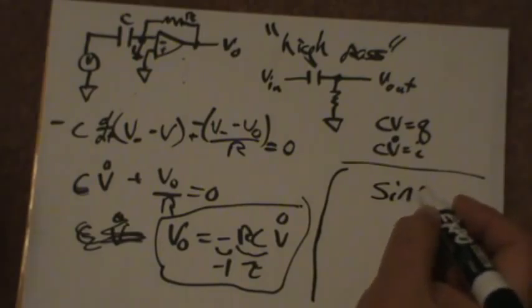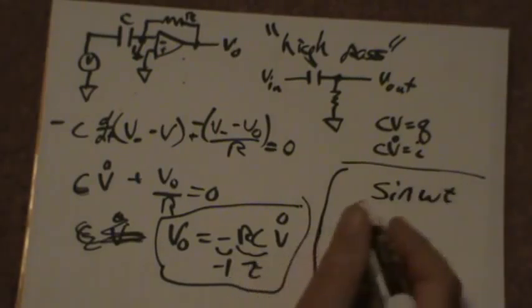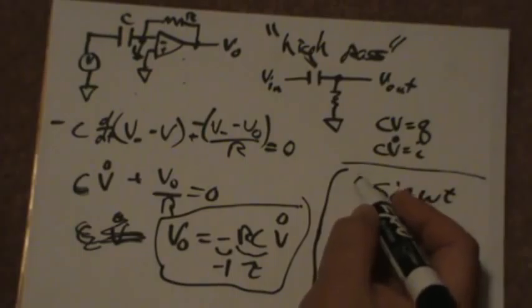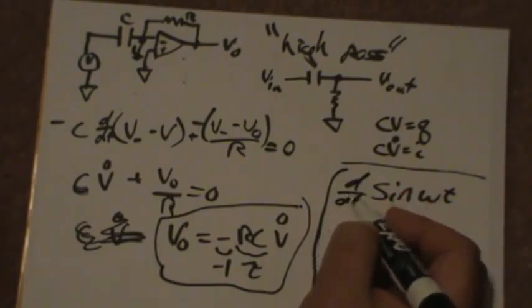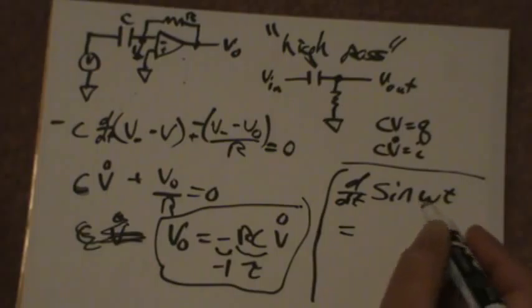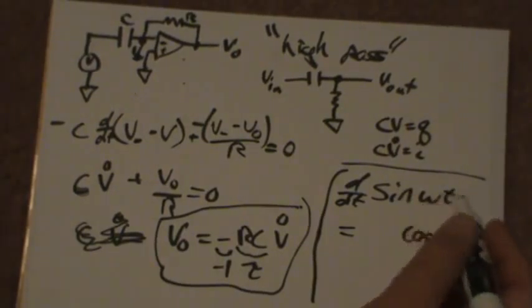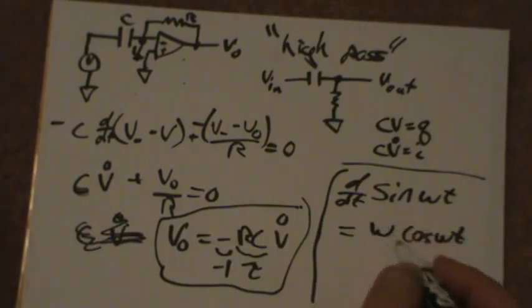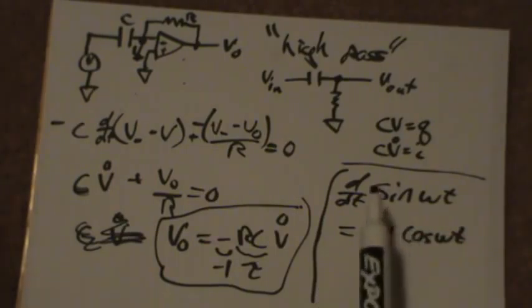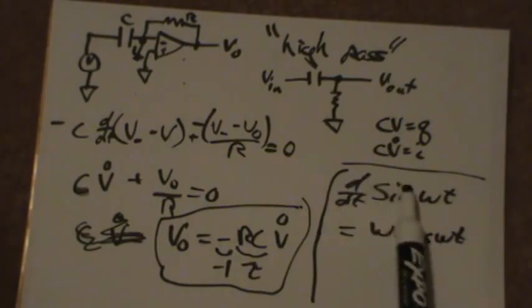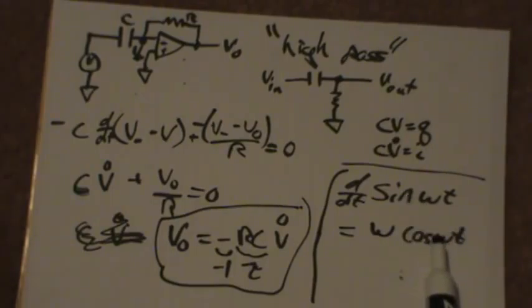Consider sine of omega t. Now let me take the derivative of sine of omega t. Well, derivative of sine is cosine, and then the inside, I take its derivative, I get omega. So if you look at this, when I take a derivative of a function, I get a phase shift of that function. And this is just a phase shift going from sine to cosine, but I have an amplitude magnifier.